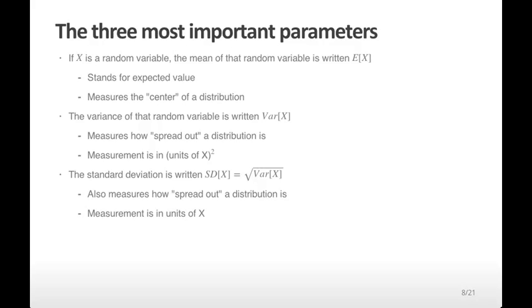If a random variable has a higher expectation, then more often than not we will see high values of that random variable. If a random variable has high variance, then we expect to see values that are more and more spread out.